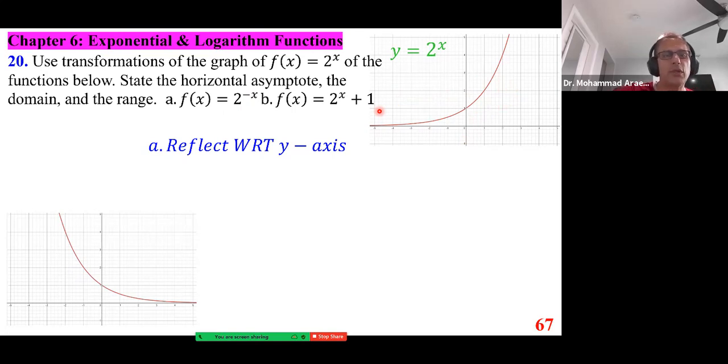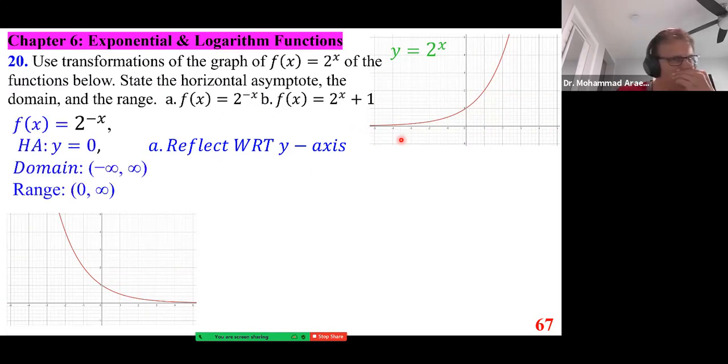So I hope you see that when you get the following graph, practically the domain doesn't change, which is negative to positive infinity. The range doesn't change, which is 0 to infinity. The horizontal asymptote, that was the x-axis or y equals 0, doesn't change. So practically everything remains the same. The difference is this is an exponential growth, this is an exponential decay.